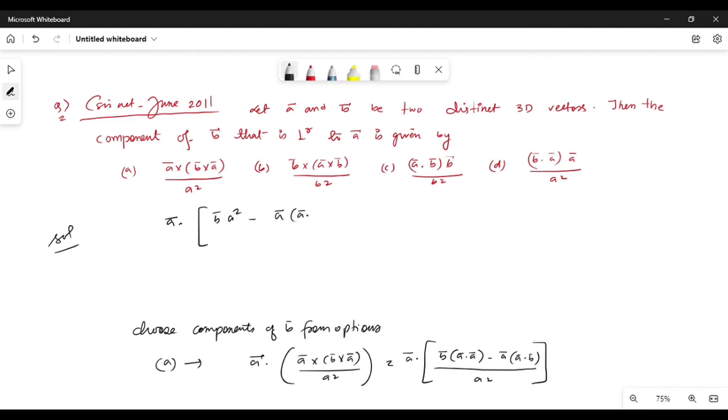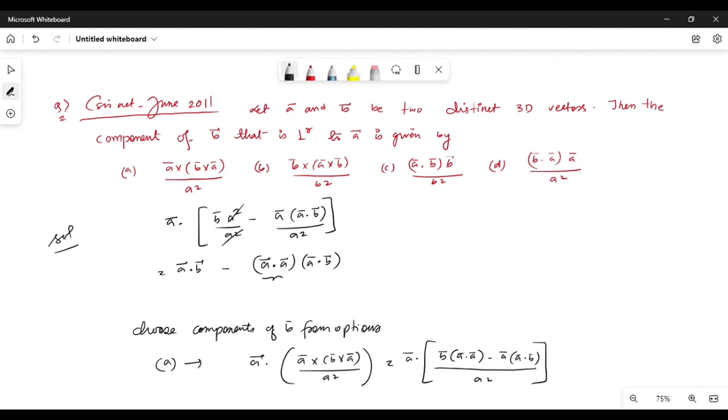Then I am dividing this one by a square, and this one by a square. I can write it like this. Then I can see that this one and this one are cancelling out. So a dot b, I am opening the bracket, minus a dot a, this is a scalar, a dot b. That is why there is no dot product between them.